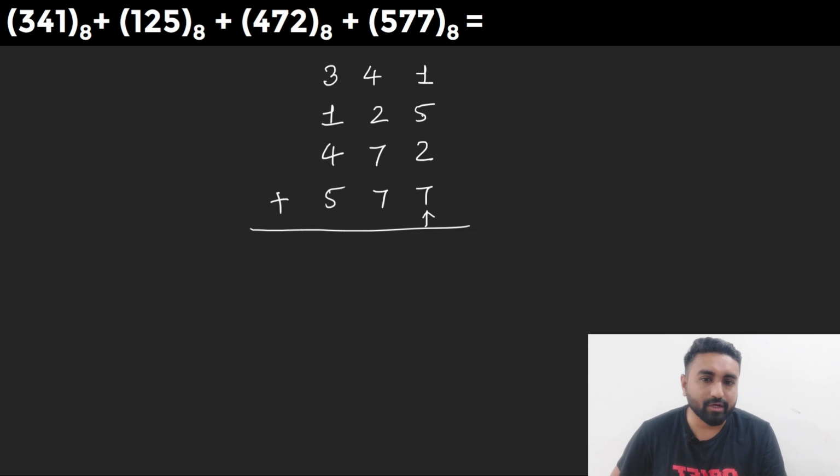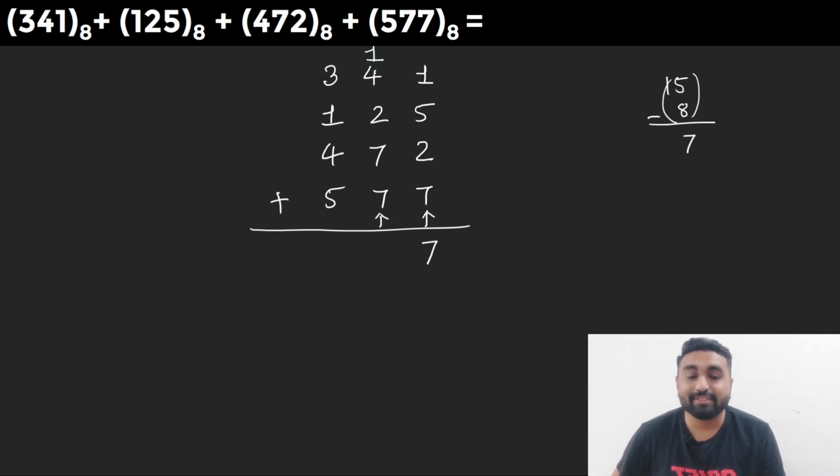So here if you check out, 5 plus 1 is 6, 6 plus 2 is 8, and 8 plus 7 is what? 15. 15 is greater than 8, so we will subtract 8 from the 15. So the answer will be 7. Here your answer will be 7, and 1 will be carry.